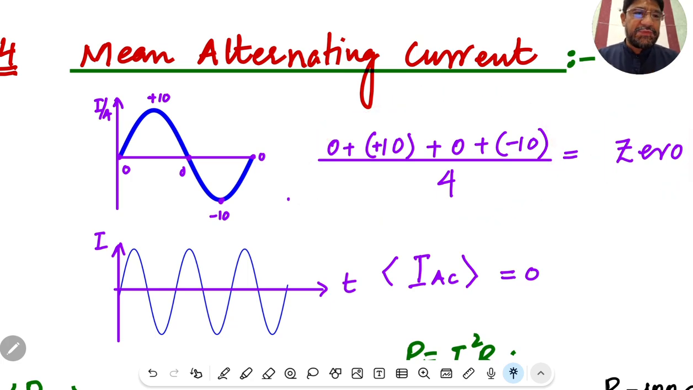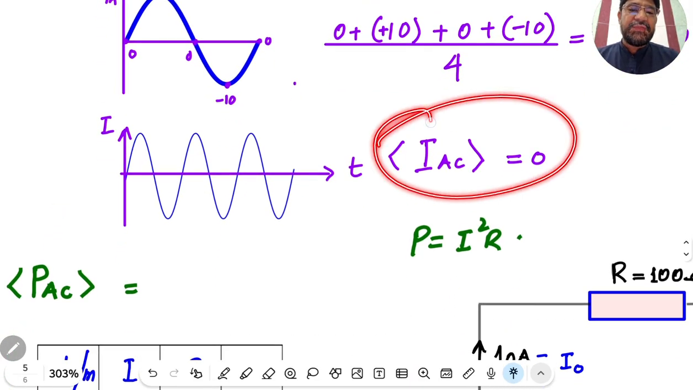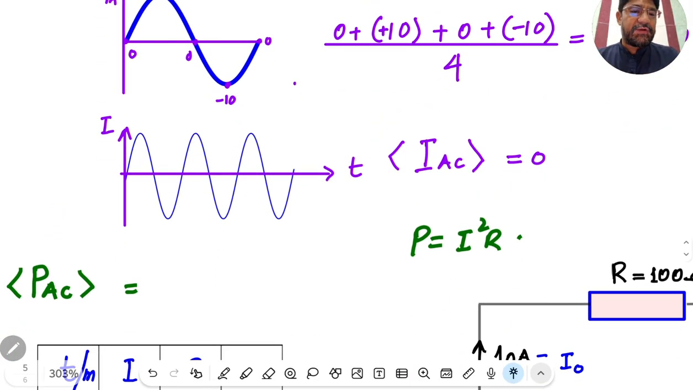This is again a past paper question, and you have to memorize it: state the value of the mean alternating current. It will be 0, so you will write 0. Here I have written that the mean value of the alternating current during any cycle, or during any number of cycles, is equal to 0.